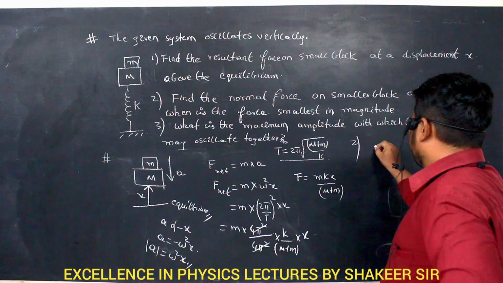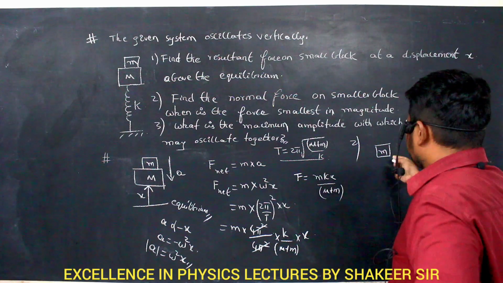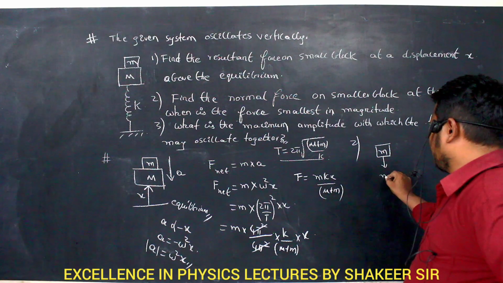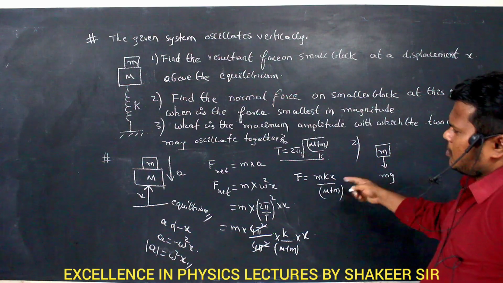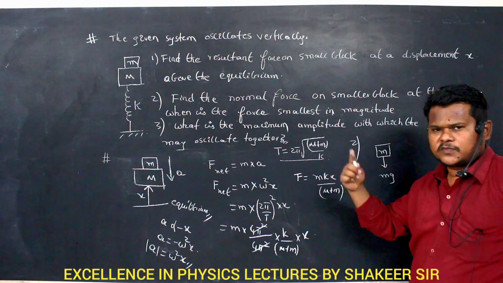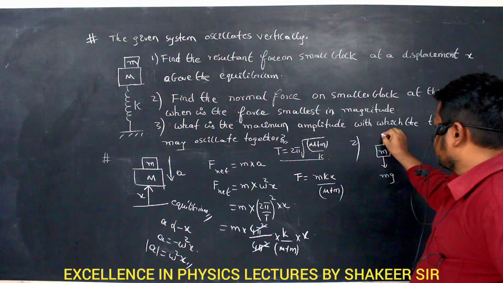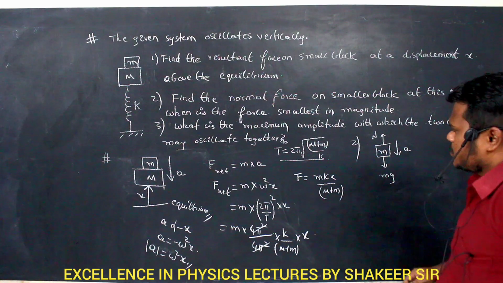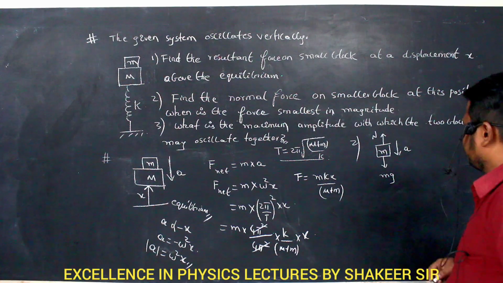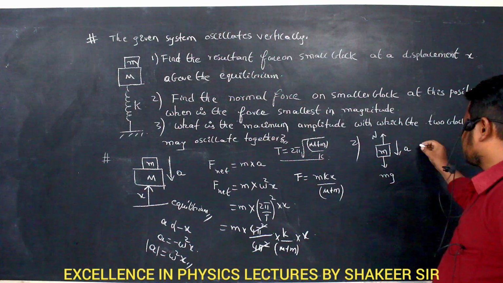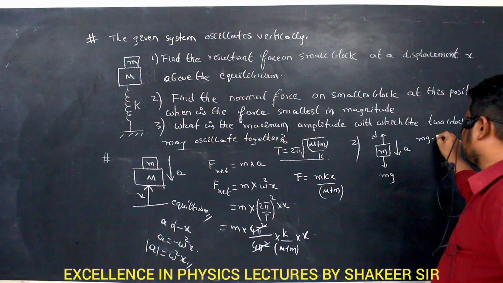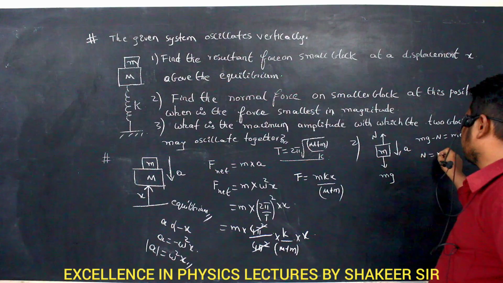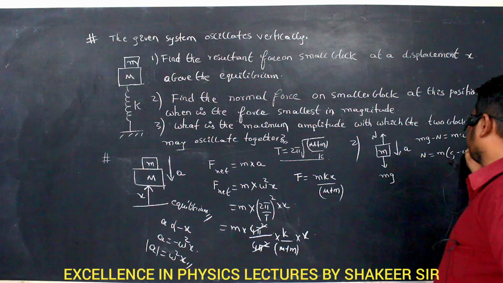So therefore if I take this one as my small m, what are the different forces which are acting? Its weight mg will be acting downwards, and normal reaction given by capital M will be acting on small m. This is the direction of normal reaction, and acceleration will be in downwards direction. This is the acceleration. Clear? So according to Newton's law, I can write mg minus N is equal to mass into acceleration. So therefore N value is equal to m into (g minus a).